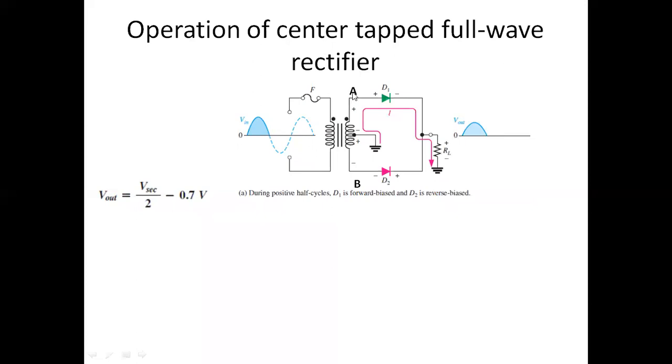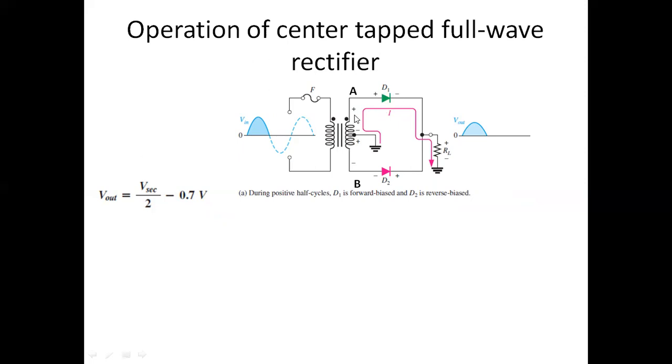And it is induced such that this terminal, if I call it terminal A, is more positive relative to terminal B. So this side is more positive than this side. What that means is the anode of diode D1, we have two diodes, D1 and D2, will be more positive than the cathode of D1, because the cathode of D1 is linked to this side. So it becomes negative and the anode positive, and that makes the diode forward biased.